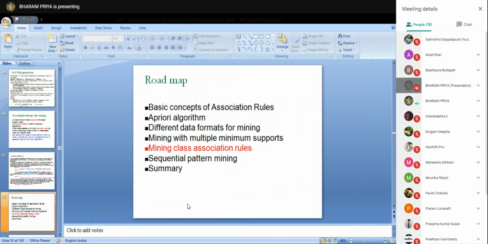Class association rules. Can you guess what will be a class association rule? Any guesses?